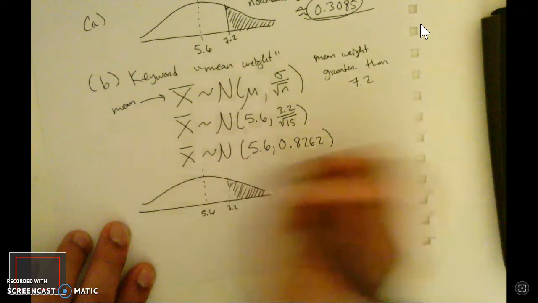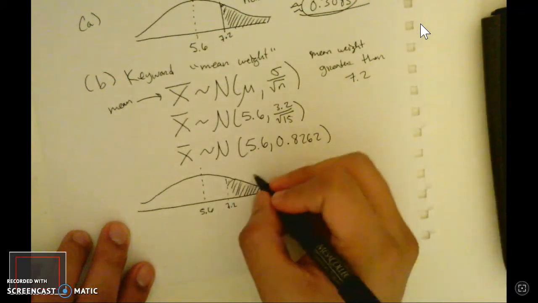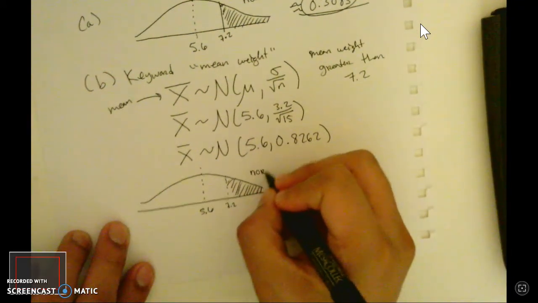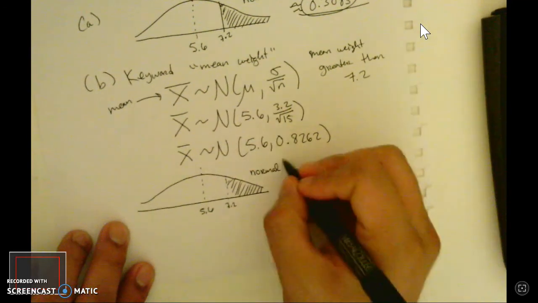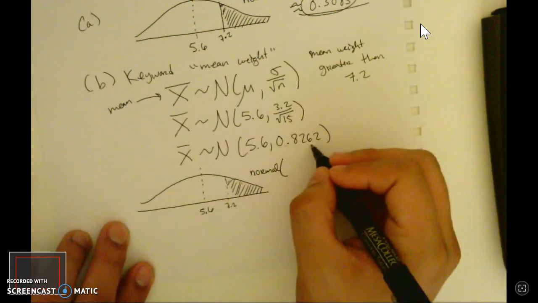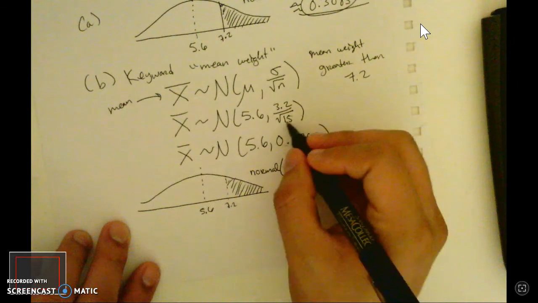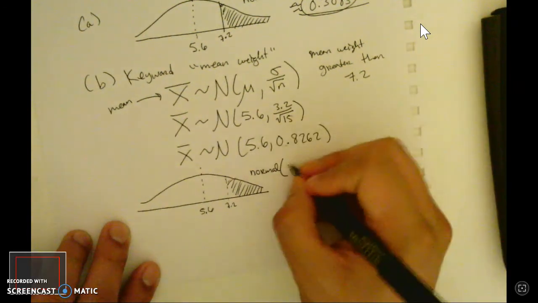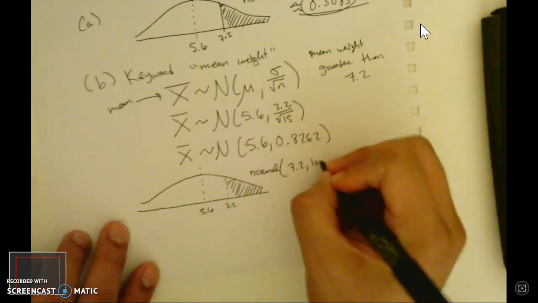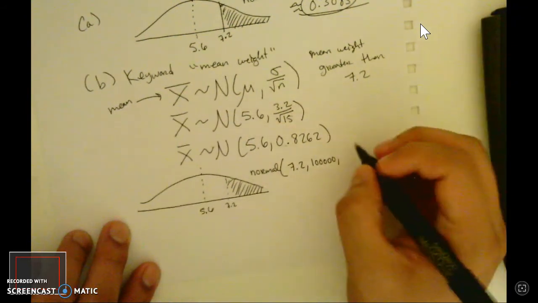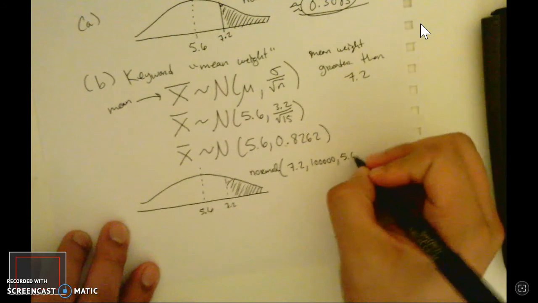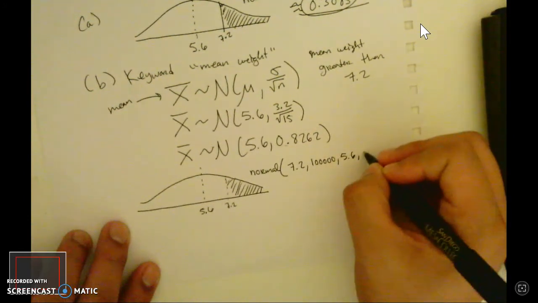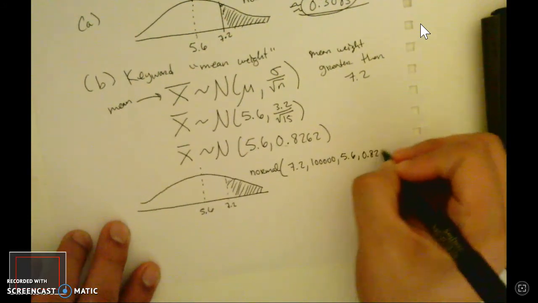Same area. But now, when we use normal CDF, everything is going to be the same except the standard error, because we incorporate the 15, the fact that we got the 15 kittens, right? So we still have 7.2 all the way to positive 1 million or whatever it is. The mean is still 5.6, and now my standard error is going to be 0.8262. Let's figure out this probability.